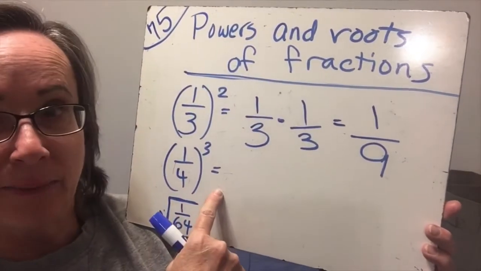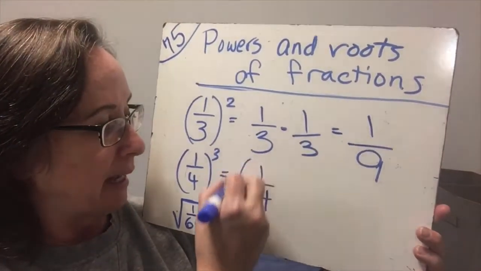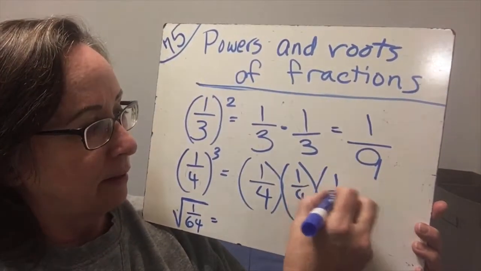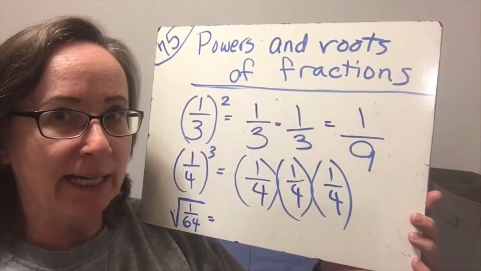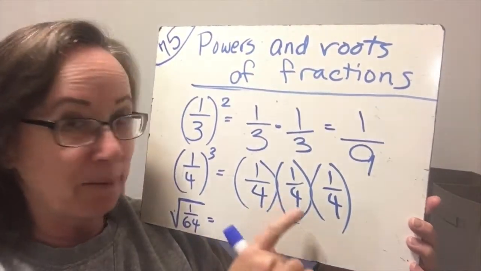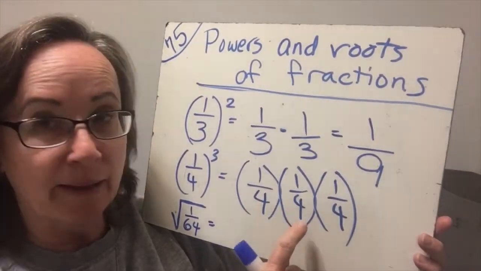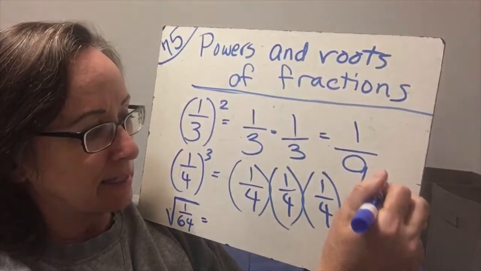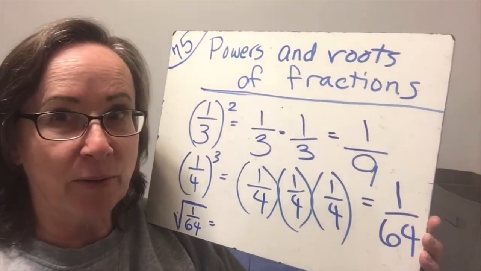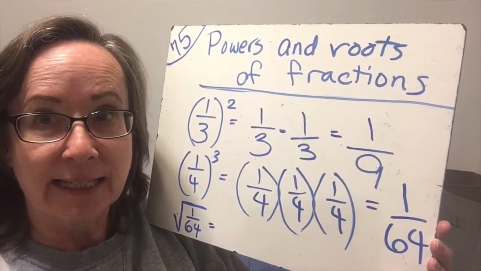Okay, so let's look at this one. 1/4 to the third power is 1/4 times 1/4 times 1/4. Okay, so I'm just using a different notation. Here, I use the little dot in between. Here, I'm using parentheses. Exactly the same thing, right? So, 1/4 times 1/4 times 1/4, all the way across the top is a 1, all the way across the bottom is a 64, because 4 times 4 is 16, and 16 times 4 is 64.